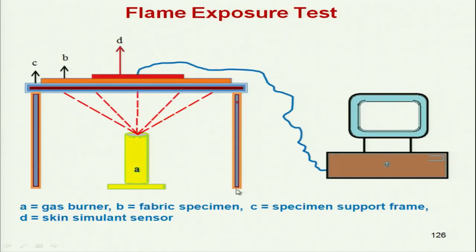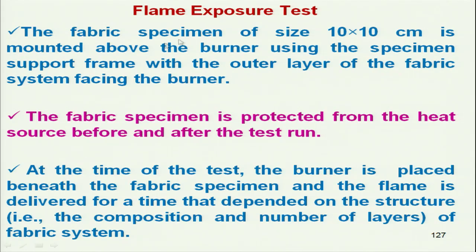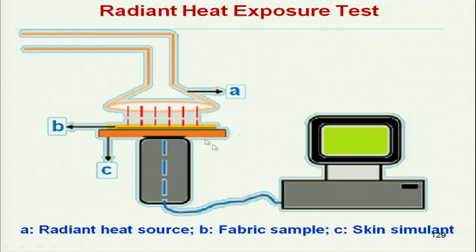Here I will discuss only a couple of tests. One is the flame exposure test. Here the flame source is there, A is the gas burner flame source, B is the fabric specimen, C is the specimen support frame, and D is the skin simulator. This skin simulator is connected with the computer, we get the data. So, we can analyze the data from the flame exposure test.